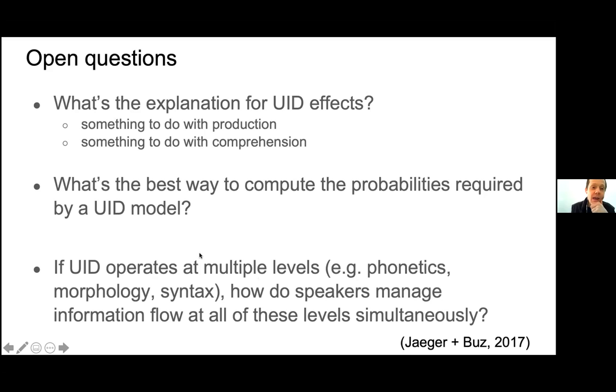Finally, if it is the case that UID applies at all of these different levels of linguistic structure, then it seems like there's an interesting, challenging problem the speaker has to solve. So if there's the option of reducing the signal at all of these different levels, how do speakers manage information flow at all of these levels? How do they decide which levels to prioritize in which contexts? And as far as I know, there's no work that looks at that in very much detail.